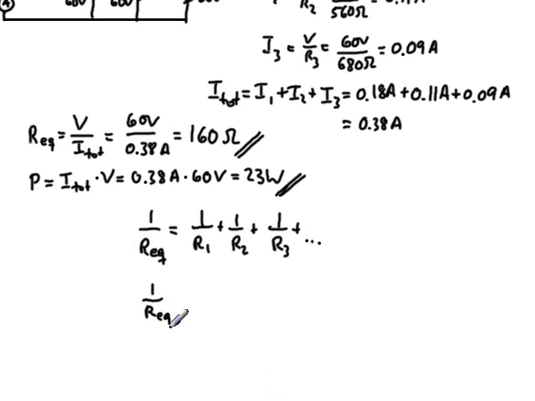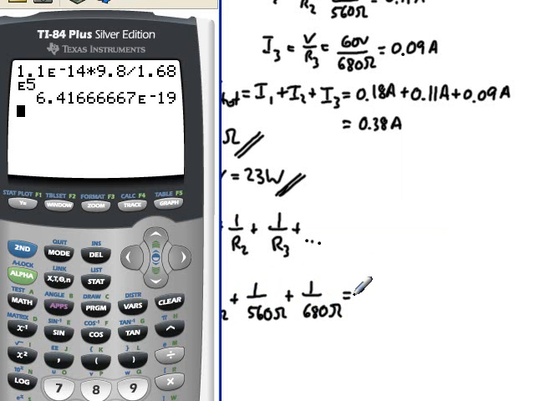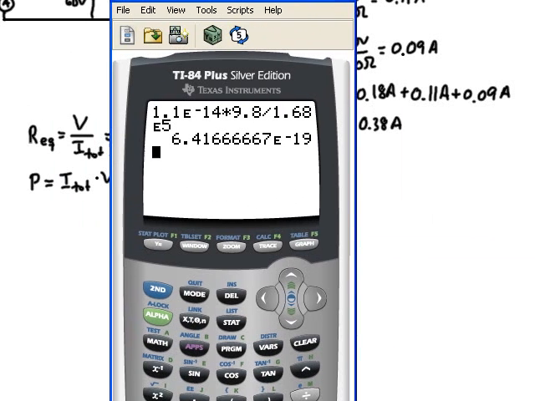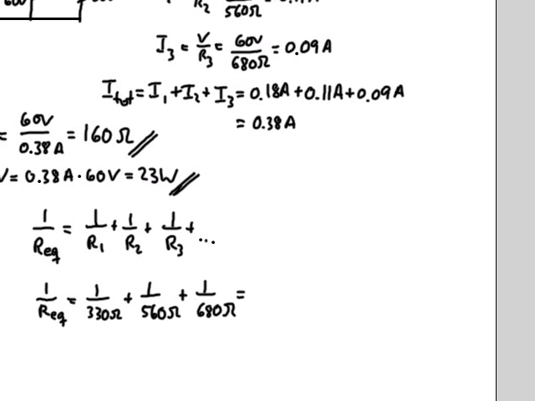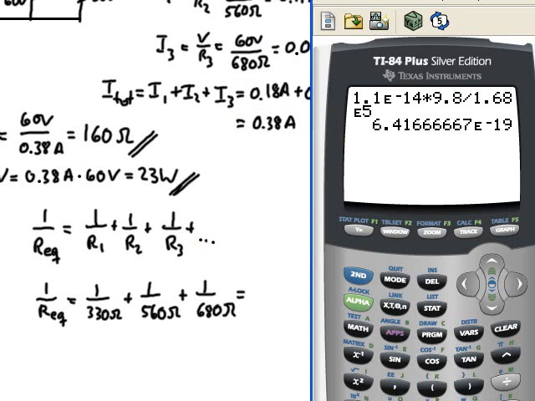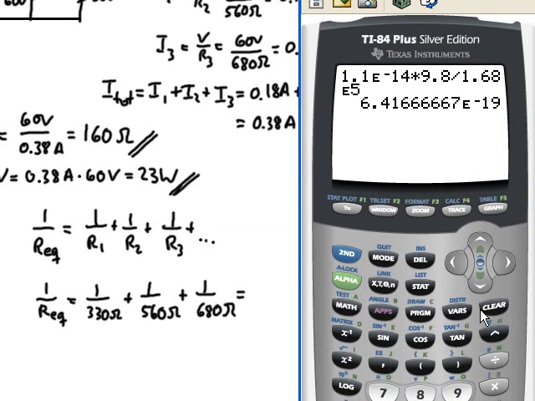1 over the equivalent resistance equals 1 over 330 ohms plus 1 over 560 ohms plus 1 over 680 ohms, and see what the calculator gives us. So let's see, move this over a little bit, and the calculator, it's good.